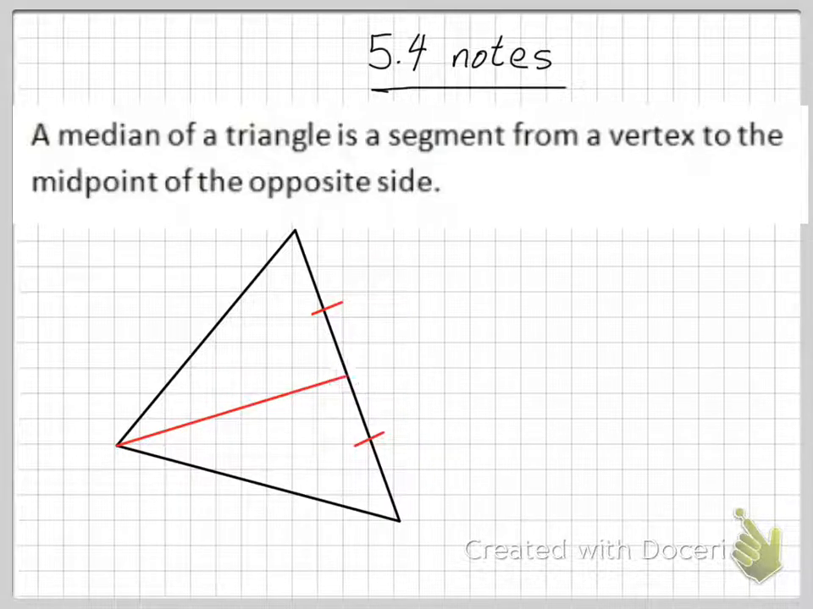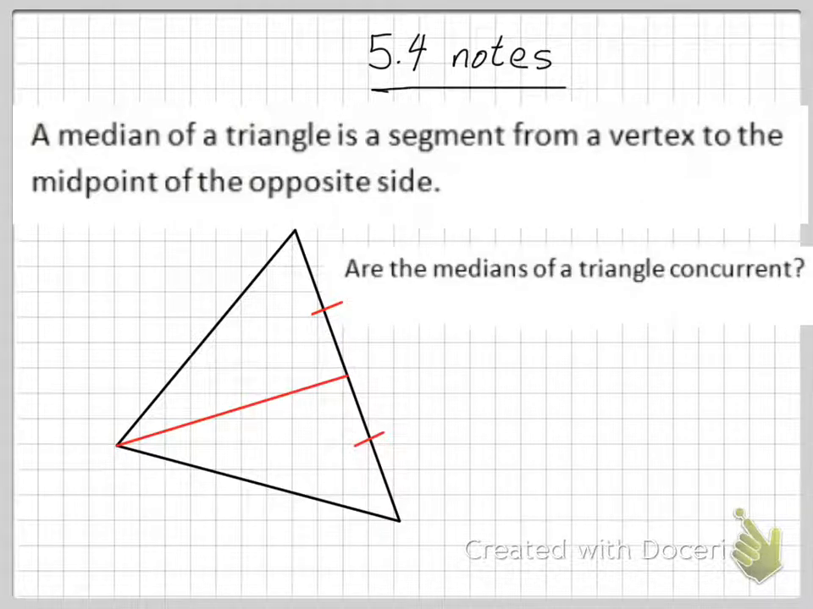You need to know the definition of a median because we're going to be constructing three medians of a triangle and seeing if they have a point of concurrency. So, are the medians of a triangle concurrent? Okay, that's our question. And you try. Why don't you do the three medians of a triangle? So you would take the midpoint of every side and then connect it to the vertex that's opposite that midpoint and see if you come up with a point of concurrency.